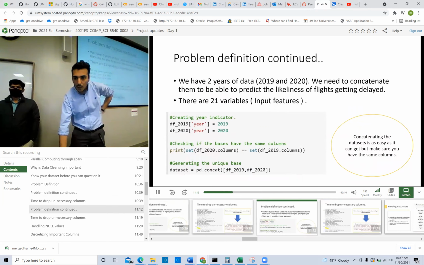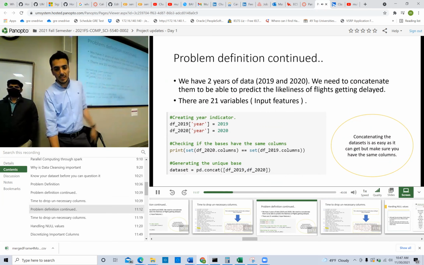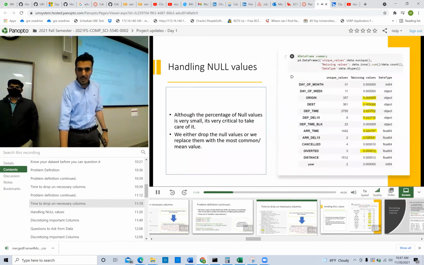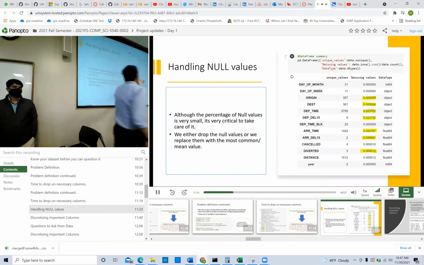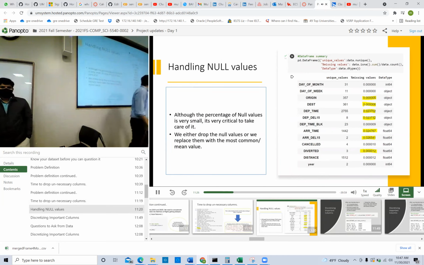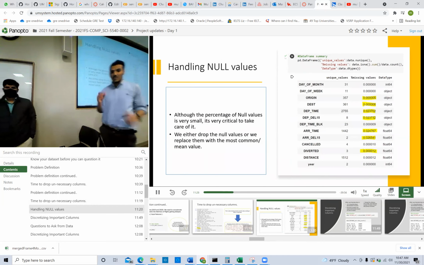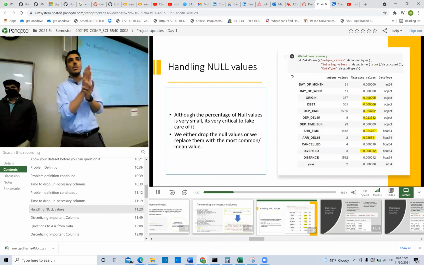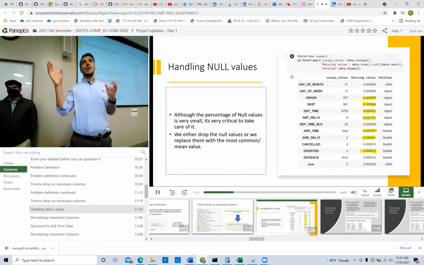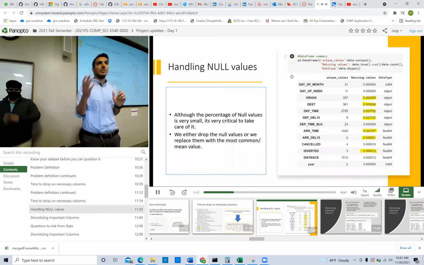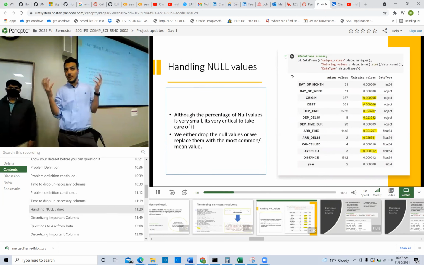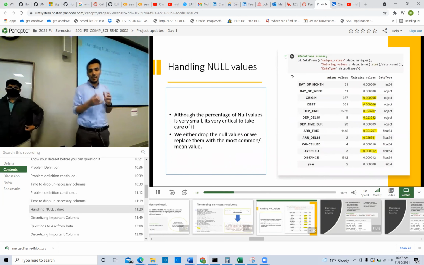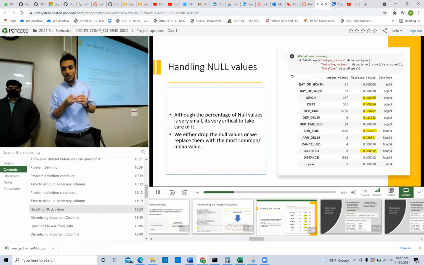So basically, I concatenated the 2019 and 2020 data into one data set, and then we handled null values. The percentage was very small, but when handling null values, the main thing is that they deviate your mean value. This is the thing about outliers. If you don't tackle them in your machine learning algorithm, you shouldn't expect good results, since you need to exclude those values as they will definitely decrease your accuracy and overall impact.